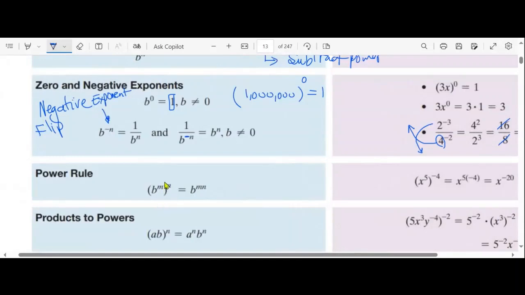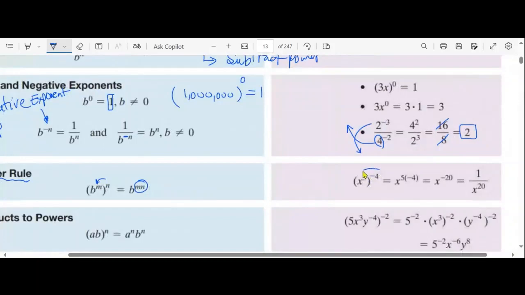Now, take a look at this one here. b to the power of m all to the power of n equal what? b to the power of m times n. So power times power. This is called the power rule. So it's going to be multiplication of the power. Here we're going to multiply the power, right? So you're going to get negative what? Negative 20. And then you have to flip it.